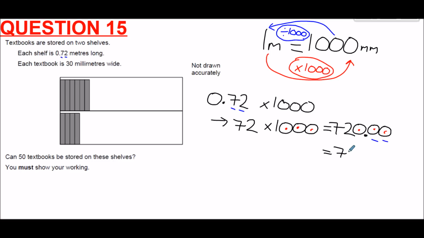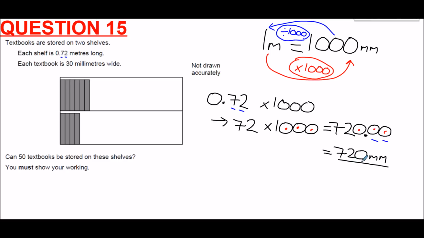720.00, we can just say that's 720 millimetres. So each textbook is 30 millimetres wide. And so how many textbooks can fit onto each shelf?